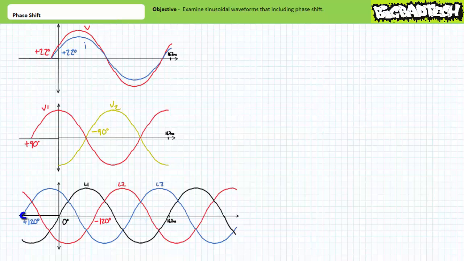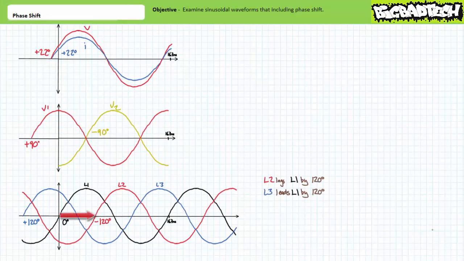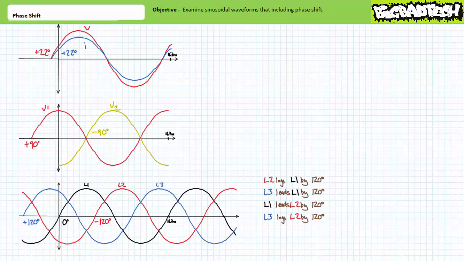The answer is L3 leads L1 by positive 120 degrees, since it's easier to conceptualize positive 120 degrees than negative 240 degrees. The point being that phase shift is typically expressed between 0 and 180. Above 180 in one direction is better represented as below 180 in the other. Given this relationship, it can be said that L2 lags L1 by 120, and L3 leads L1 by 120. Similarly, it can be said that L1 leads L2 by 120, and L3 lags L2 by 120.